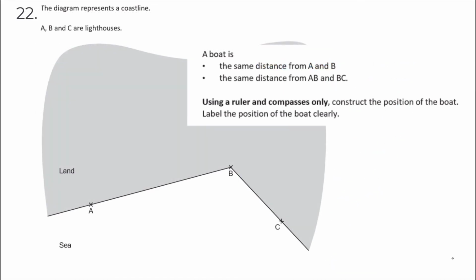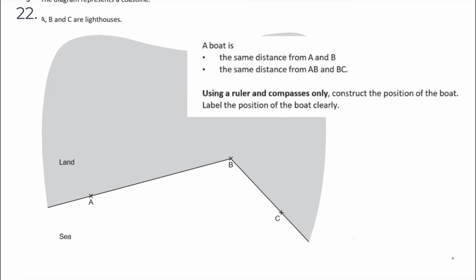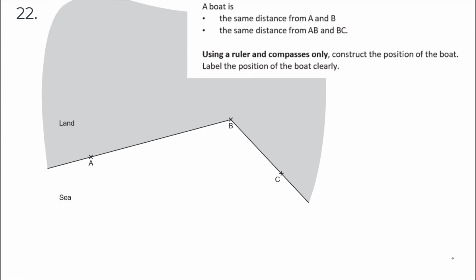Okay. The diagram represents a coastline. A, B, and C are lighthouses. A boat is the same distance from A and B, and the same distance from AB and BC. Use a ruler and compasses only to construct the position of the boat. Label the position of the boat clearly. Okay, so we need to do 2 loci constructions here.